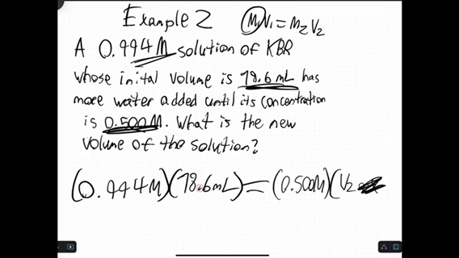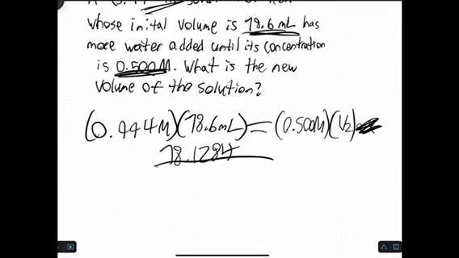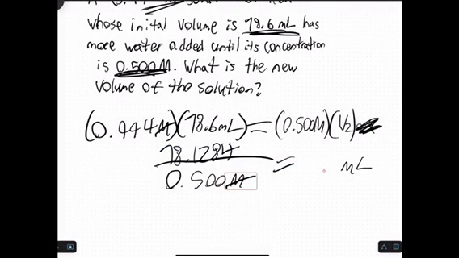What we want to do is multiply these two together. So that gives us this. And then we want to divide this by our 0.500. And then our units, because this is M, should cancel out, so our answer should be in mL. So we want to divide this by 0.5. That gives us approximately, rounding to the hundredths place here, 156.26 mL. So this is our answer. This is the volume of our new solution.